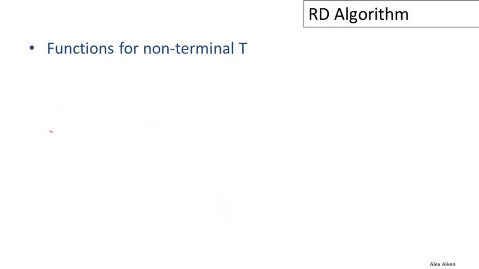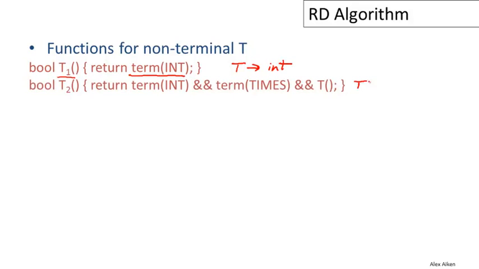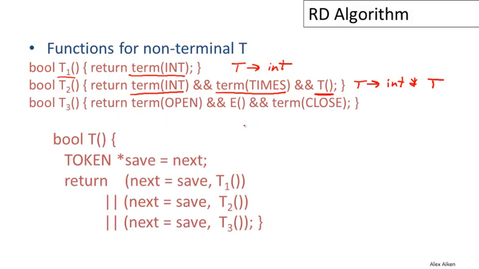So now let's turn our attention to the non-terminal T. There are three productions. The first one is that T goes to int, and that's a simple one to write. We just have to match the terminal int. So the next thing in the input has to be an integer, and if it is, then T1 succeeds. T2 is slightly more complex. That's the production T goes to int times T. So we have to match an int in the input, followed by a times, followed by something that matches any production of T. The third production is T goes to open paren E close paren.